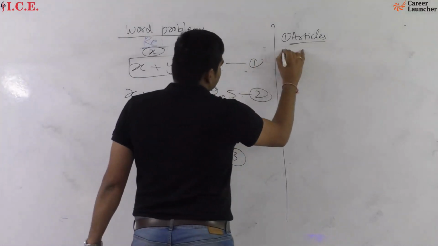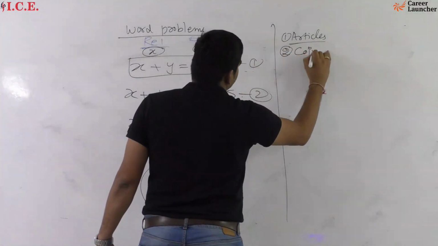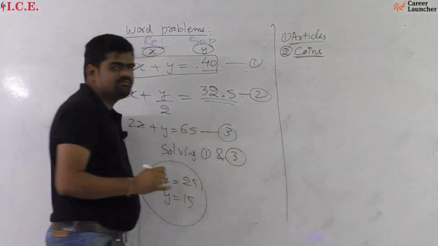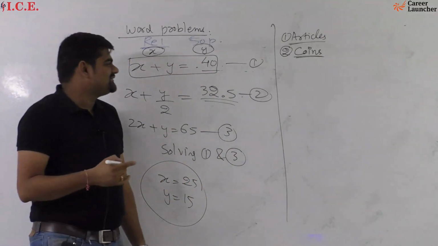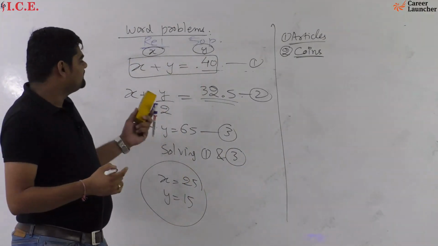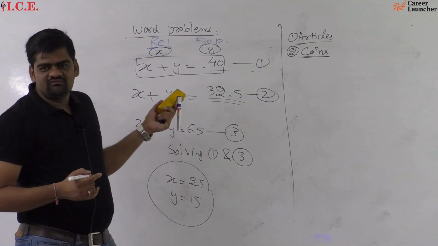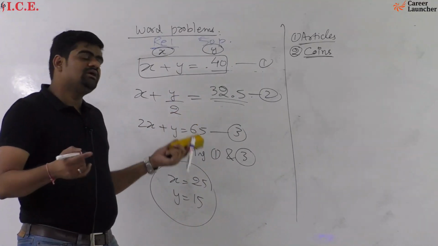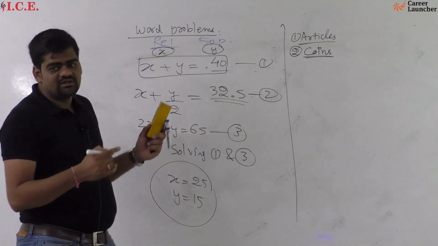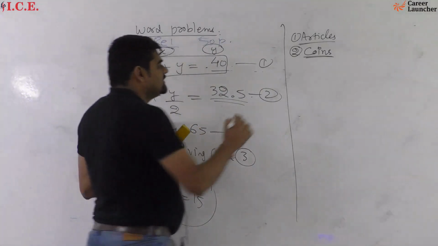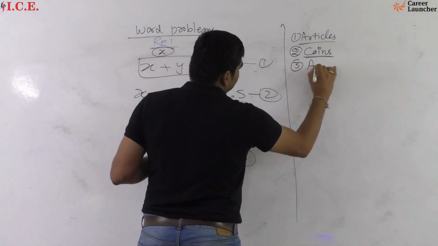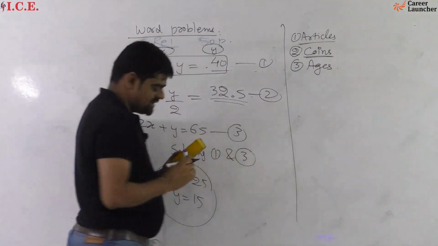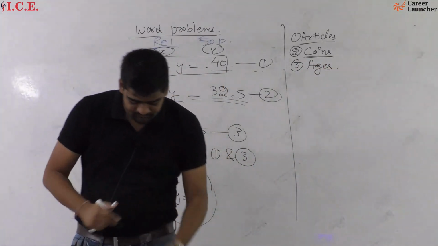Second type of problem we have just discussed is based on coins. I'm not getting into the depth of it because I'm addressing a very mature crowd here. So coins, it can be 50 paisa coin, 1 rupee coin, 2 rupee coin, 10 rupee coin, or maybe 25 paisa coins. So it depends. And the third one we are discussing here is problems on ages. Right, let me continue the question.